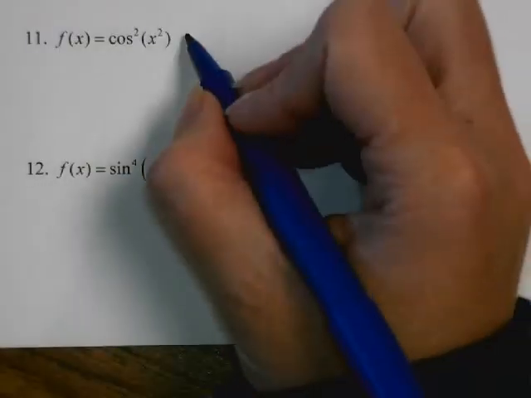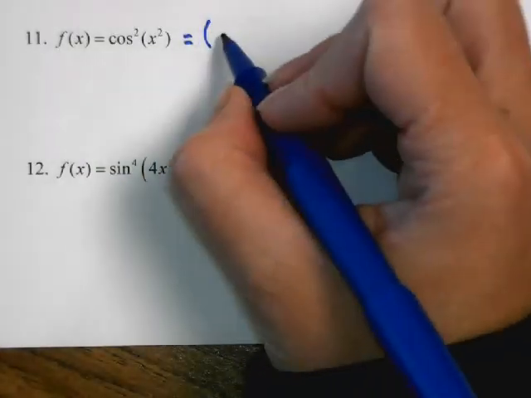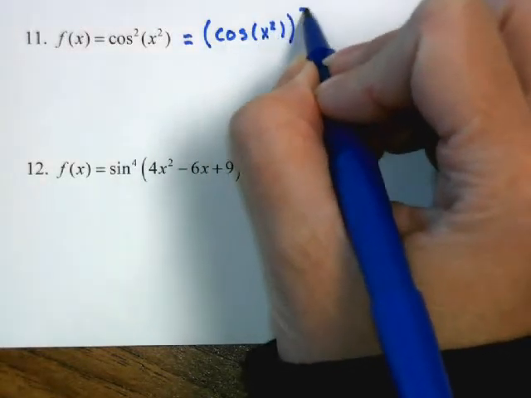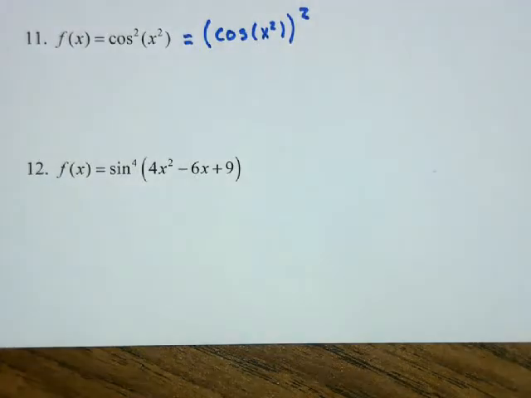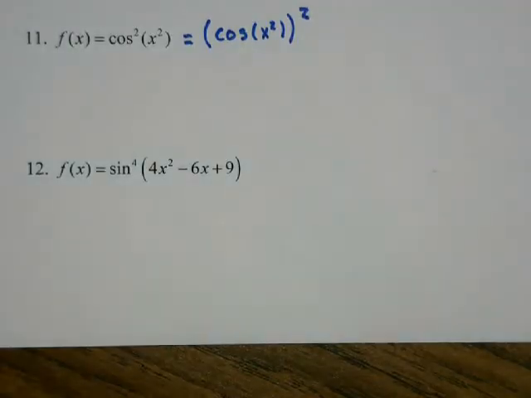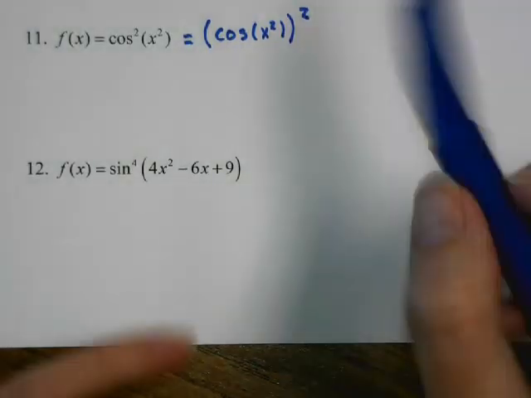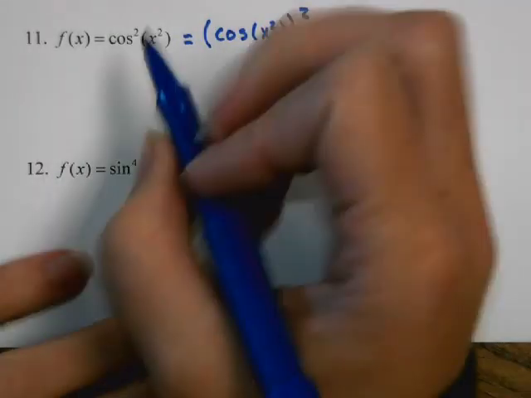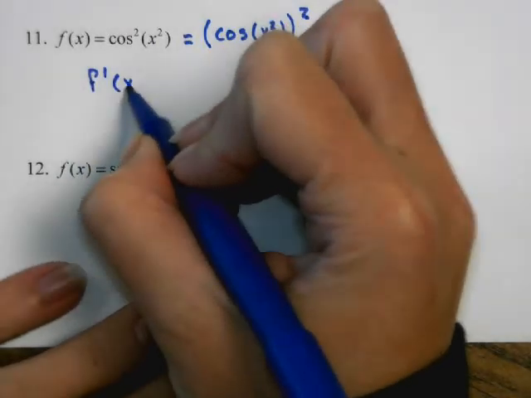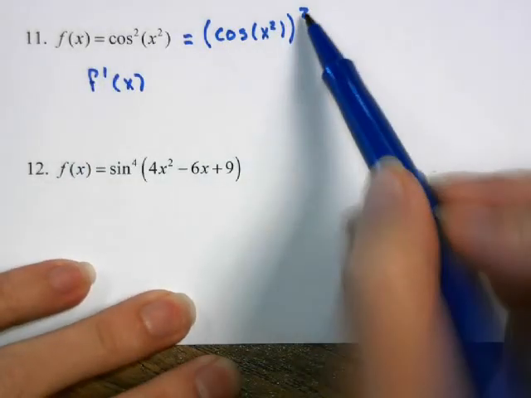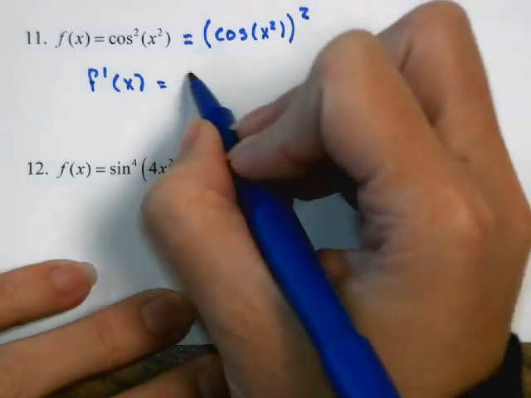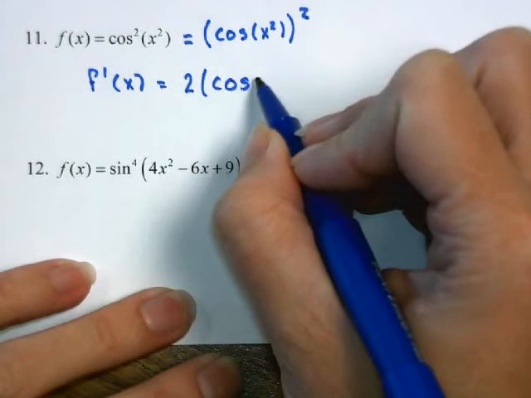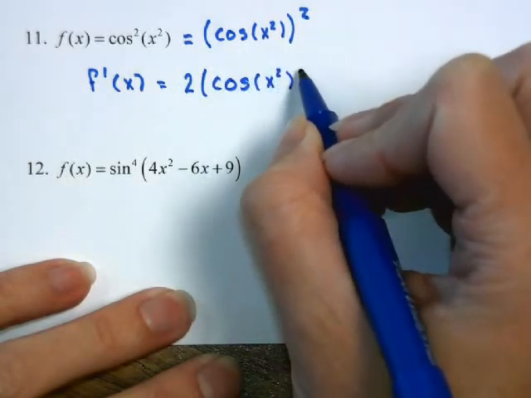Okay, this one, again, I'm going to rewrite it. I'm going to make this cosine of x squared squared. So I actually have 3 functions here. So we have an outside, a middle, and an inside. So this is just gonna be like a waterfall. It's just gonna keep flowing. So we're gonna have f prime. We start with the outermost function, which is this outside squared. So this is gonna be 2 times this whole thing, cosine x squared.